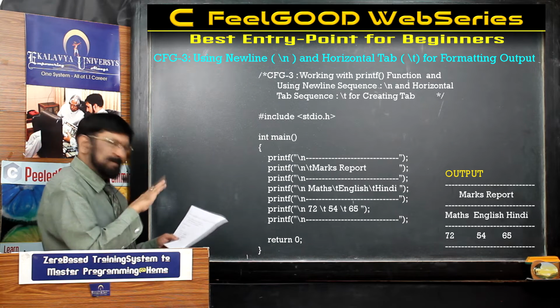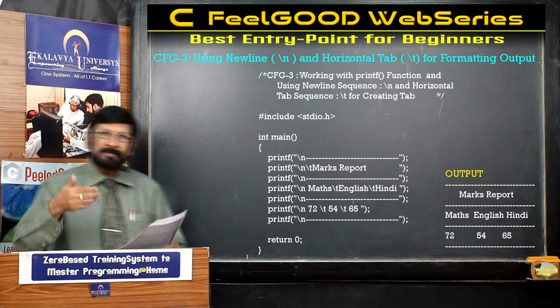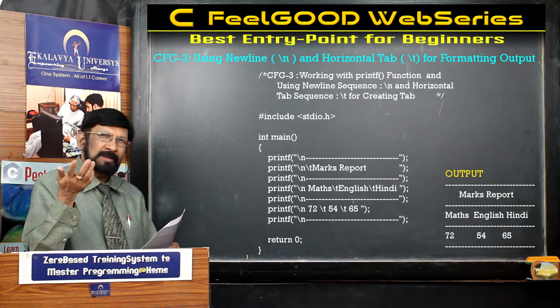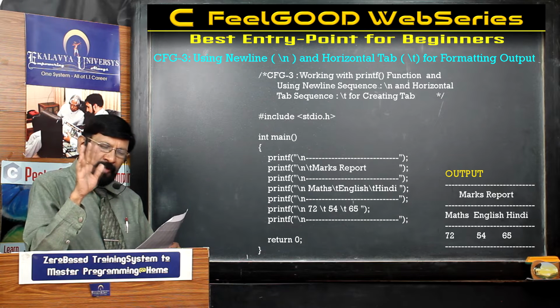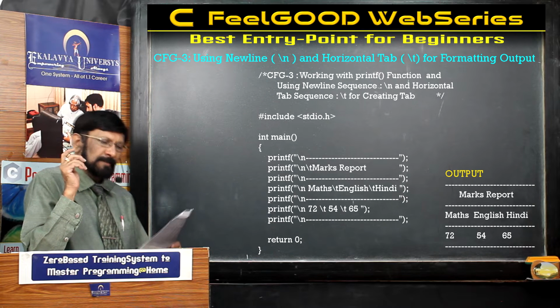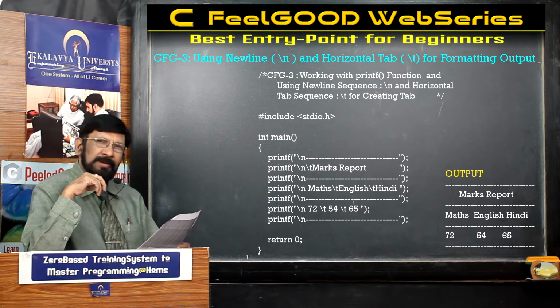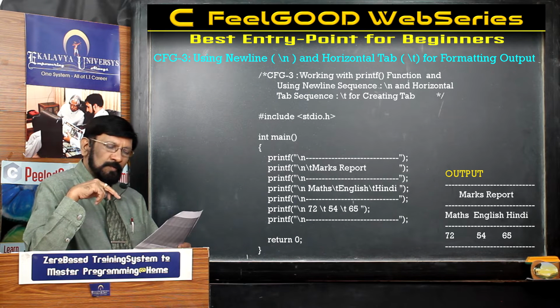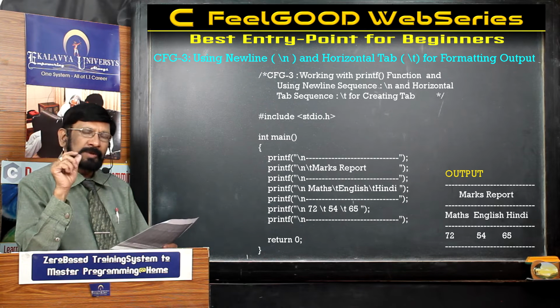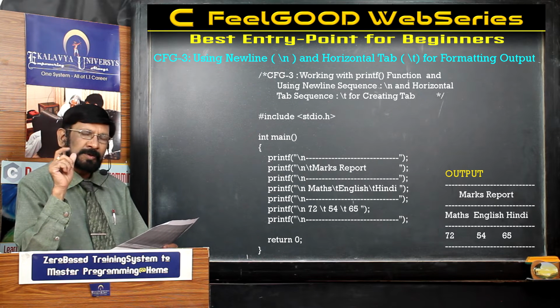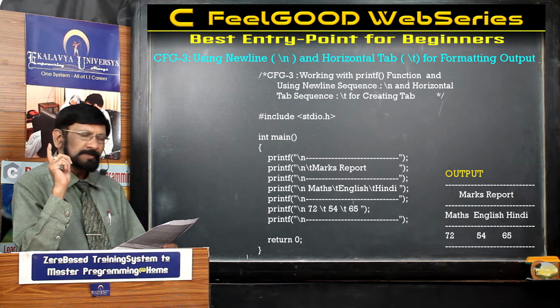With reference to the remaining things, I am not explaining, because if I explain every time, a lot of time goes for that. It is a duplication also. So exactly what result you are expecting, that only I am expecting. So how many lines are there? 1, 2, 3, 4, 5, 6, 7 lines are there. That means how many printf statements are you supposed to write? 7 printf statements you have to write.